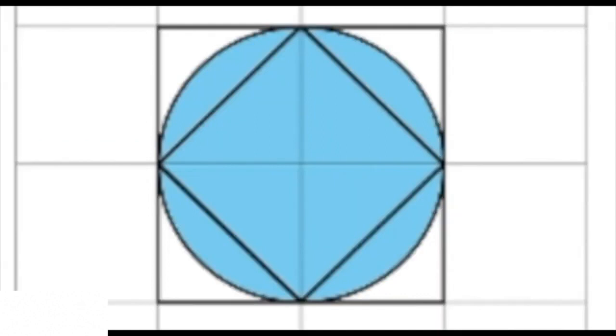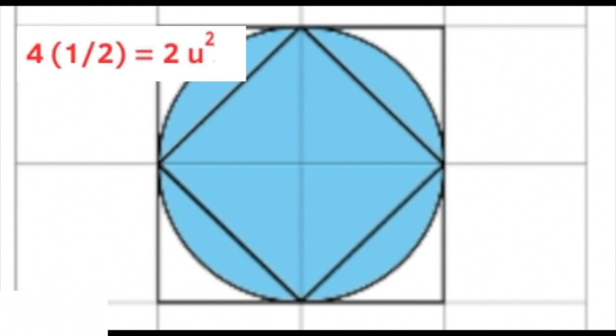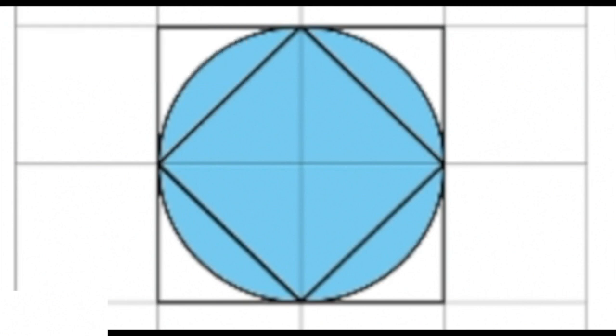Now let's look at the area of the smaller square inside the circle. This smaller square is made up of 4 small triangles. Each of those 4 small triangles are 1/2 of a square unit. So 4/2 actually equals 2. So this smaller square has an area of 2 square units. That means that the area of the circle is larger than 2 square units, but smaller than 4 square units.